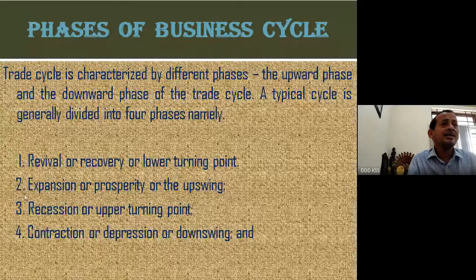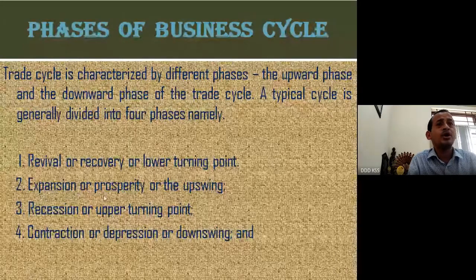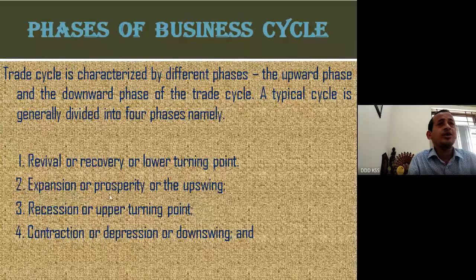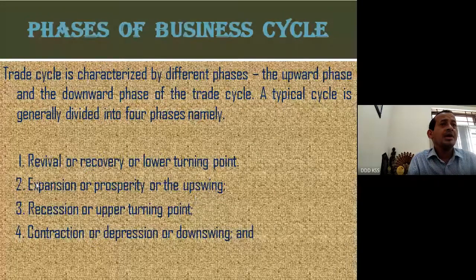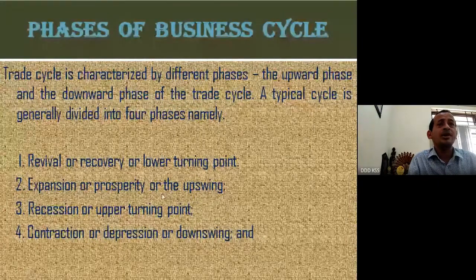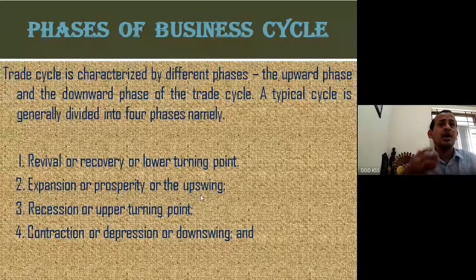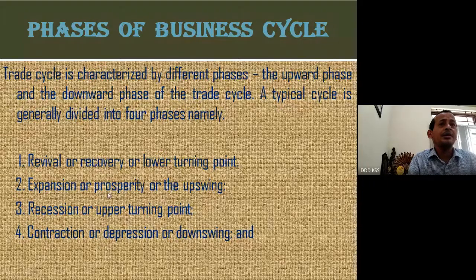Then second is expansion or prosperity. Here you can remember prosperity, or upswing. Upswing means upward movement. Expansion or prosperity or upswing or upward movement. Here recovery and here prosperity, these two you can remember. Then recession or upper turning point.